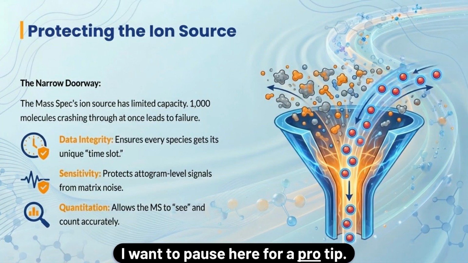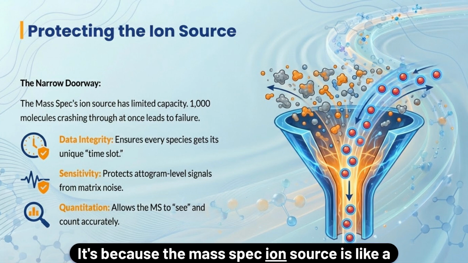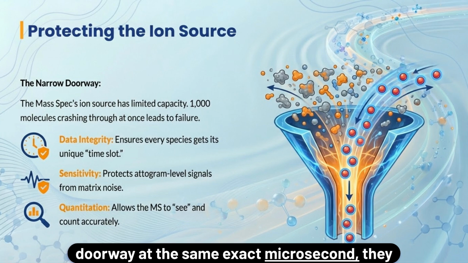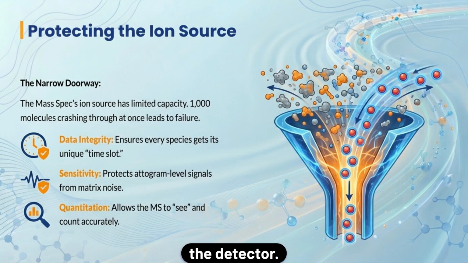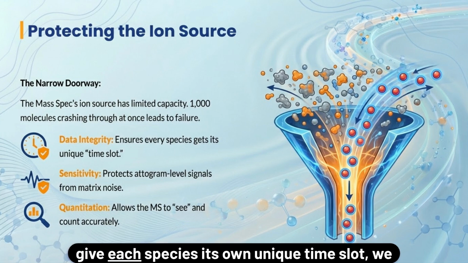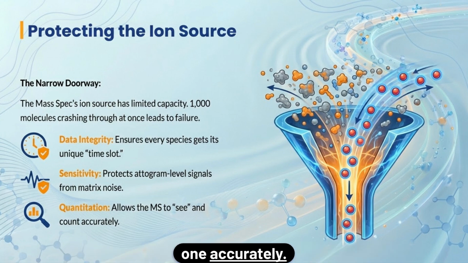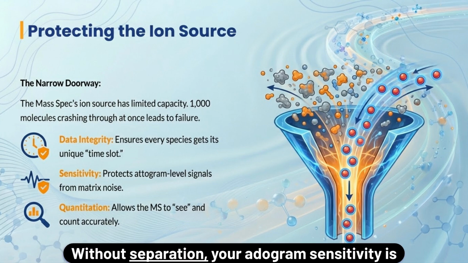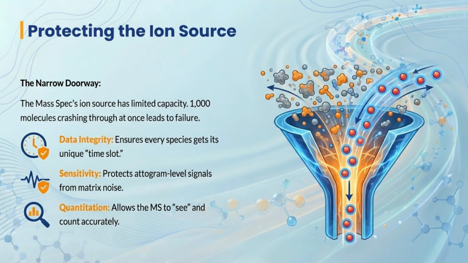I want to pause here for a pro tip. Why do we obsess over this value and these separation times? It's because the mass spec's ion source is like a very narrow doorway. If 1,000 molecules try to jump through that doorway at the same exact microsecond, they will crash into each other. Some will be suppressed and never make it to the detector. By using chromatography to separate them, to give each species its own unique time slot, we ensure the MS can see and quantify every single one accurately. Whether you're doing targeted quantification, suspect screening, or untargeted profiling, chromatography is what gives your data integrity. Without separation, your instrument's sensitivity is useless, because it's buried under a mountain of matrix noise.